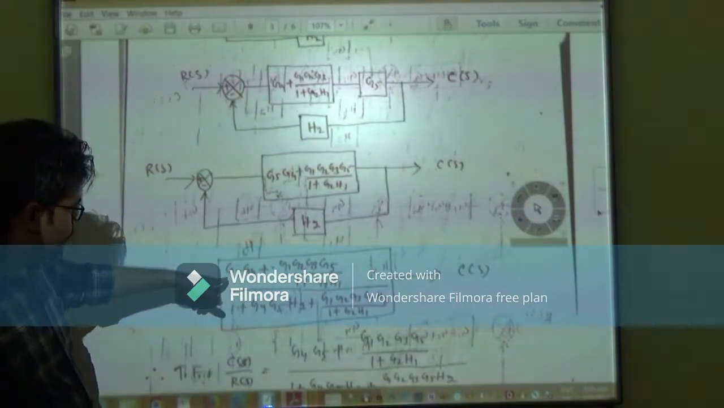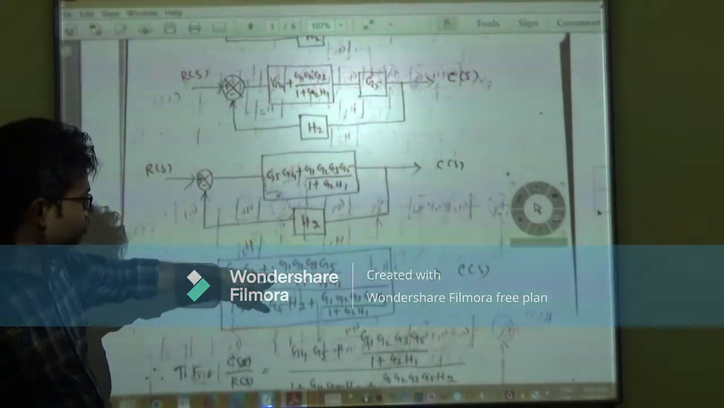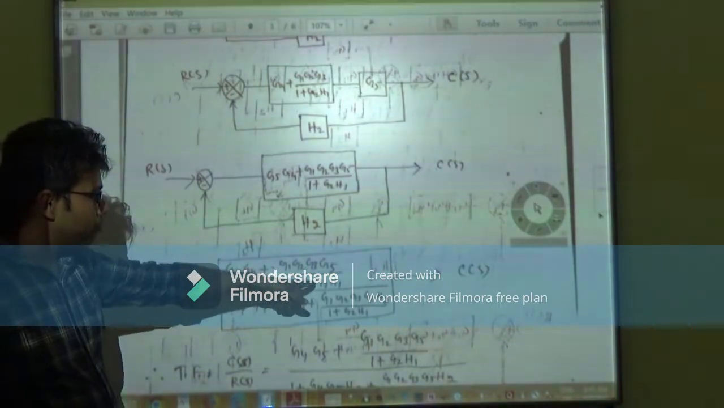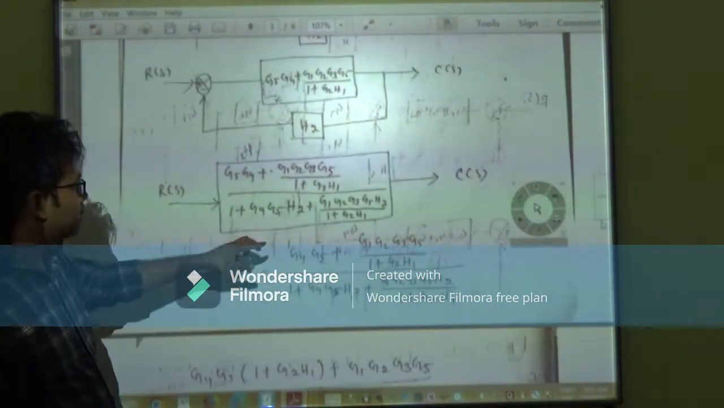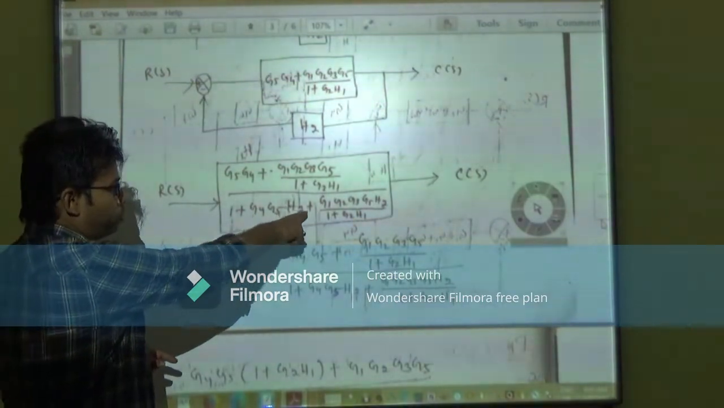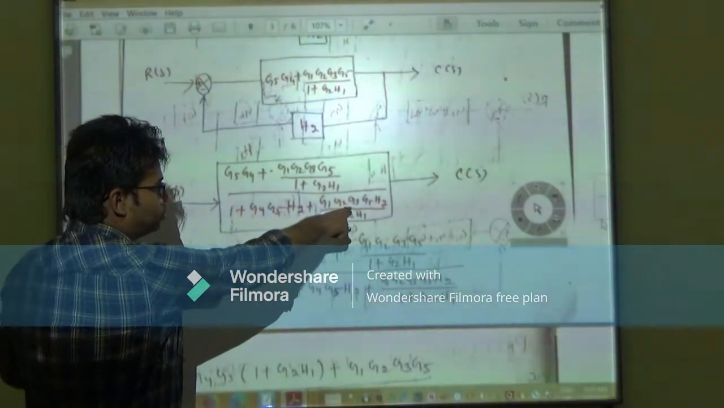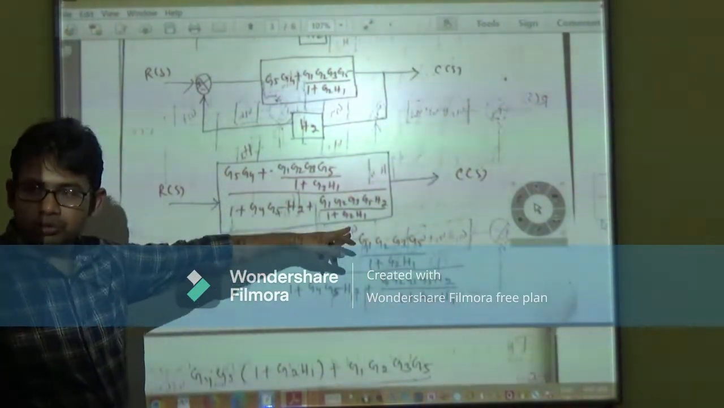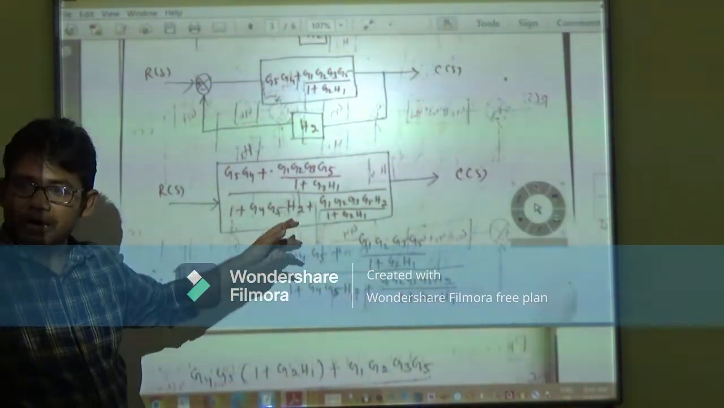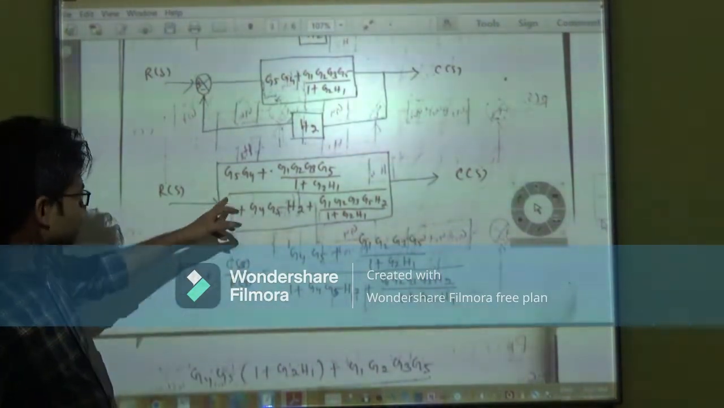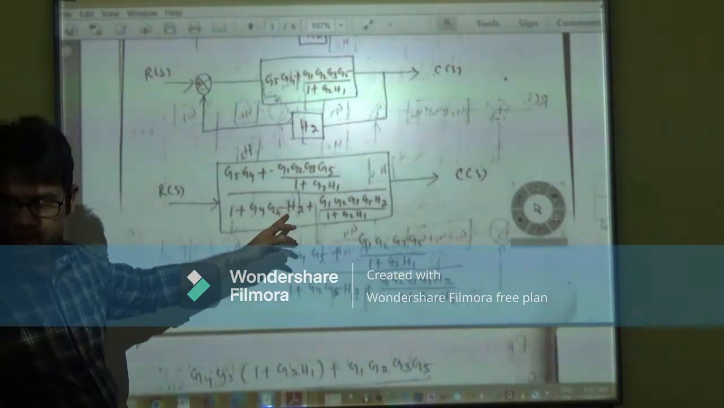So G5 times G4 plus G1 G2 G3 G5, divided by 1 plus G2 H1, whole divided by 1 plus G4 G5 H2 plus G1 G2 G3 G5 H2, divided by 1 plus G2 H1, according to the feedback reduction formula.